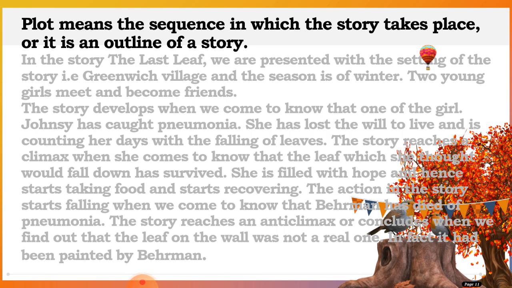Then the story develops when we come to know that one of the girls, Johnsy, has got pneumonia. She has lost the will to live and is counting her days with the falling of leaves. The story reaches the climax when she comes to know that the leaf which she thought would fall down has survived. She is filled with hope and hence starts taking food and starts recovering. The action in the story starts falling when we come to know that Behrman has died of pneumonia. The story reaches an anticlimax or concludes when we find out that the leaf on the wall was not a real one. In fact, it had been painted by Behrman. So that's in brief words, the plot of the story.